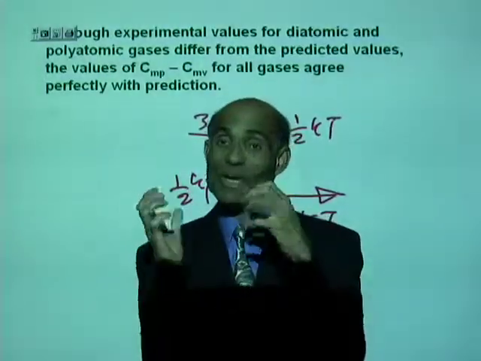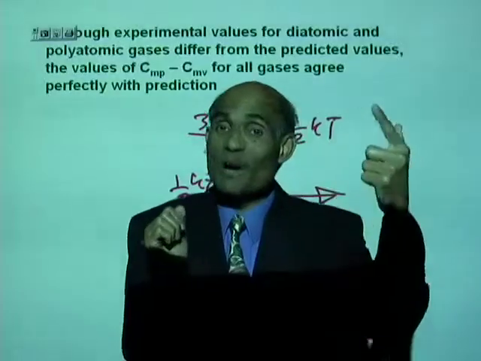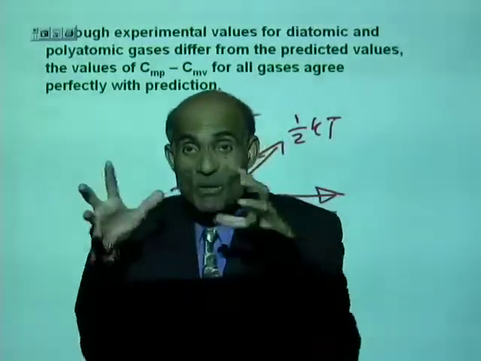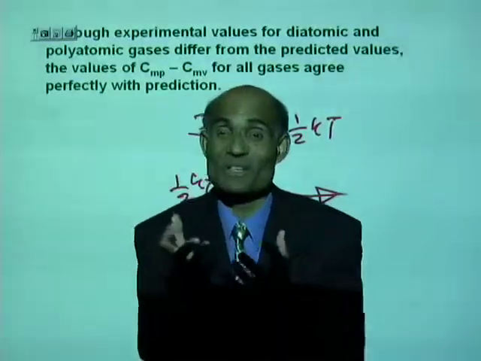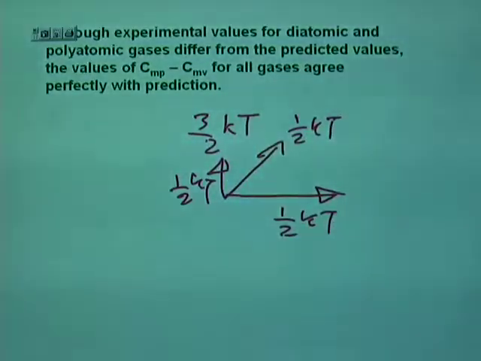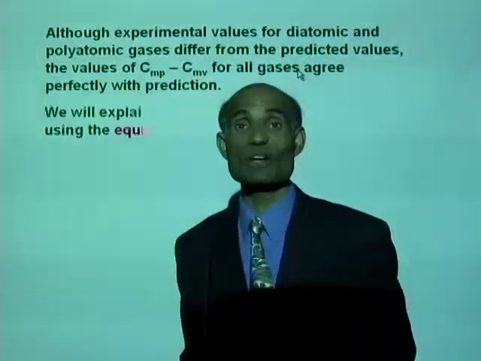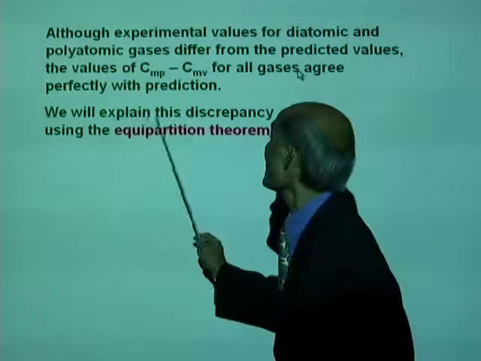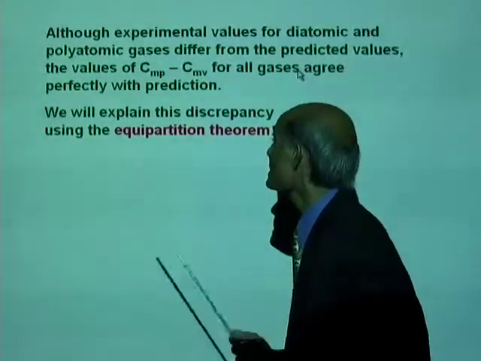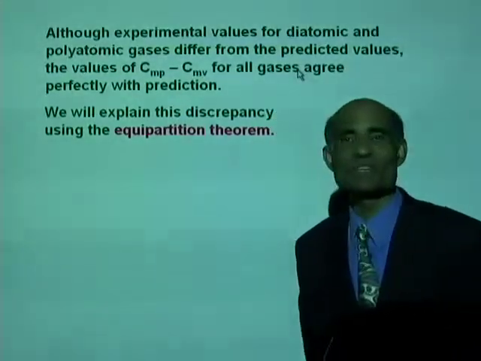Now look at the way we revisit our theory and make corrections to the assumptions that we made earlier. So, what is the correction we have to apply here? It is not a very small correction. We will explain this discrepancy using the equipartition theorem.